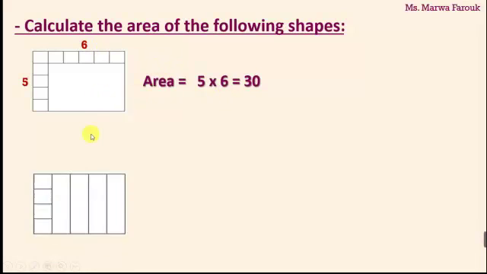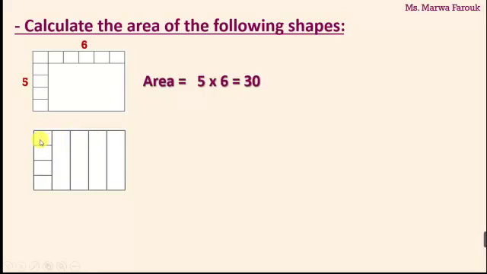Okay, next shape here. I will count how many rows I have. 1, 2, 3, 4. And how many columns? 1, 2, 3, 4, 5. And I am going to multiply 4 by 5, and 4 times 5 equals 20 square units.